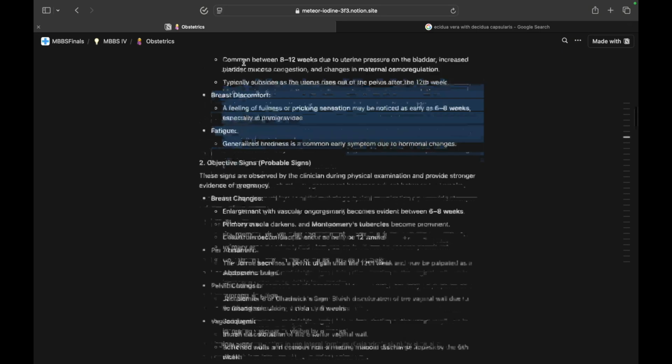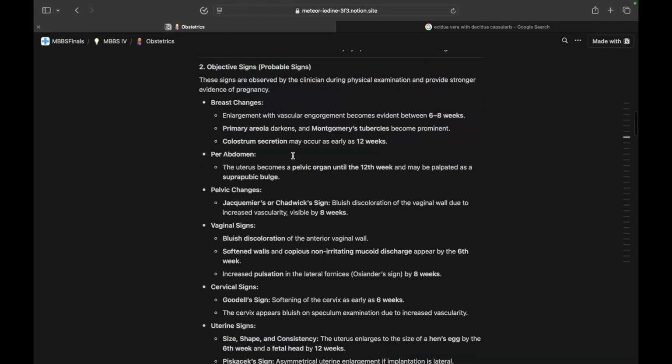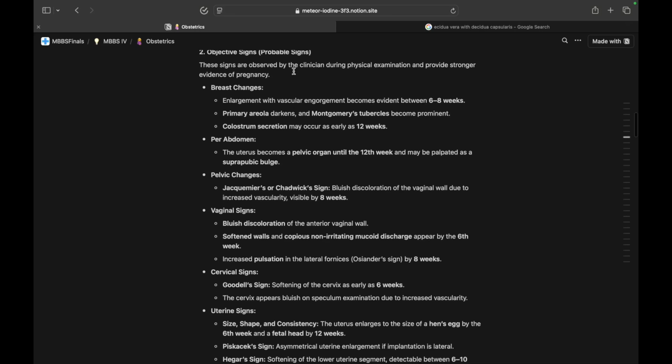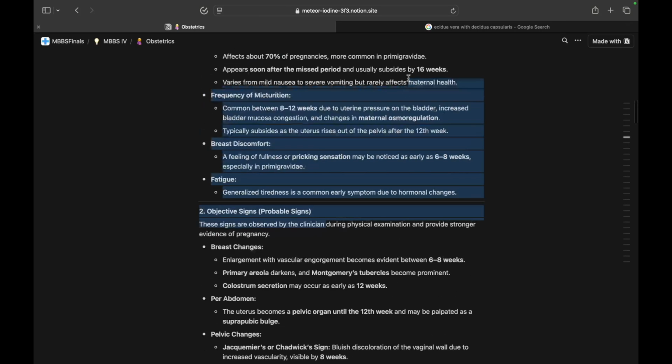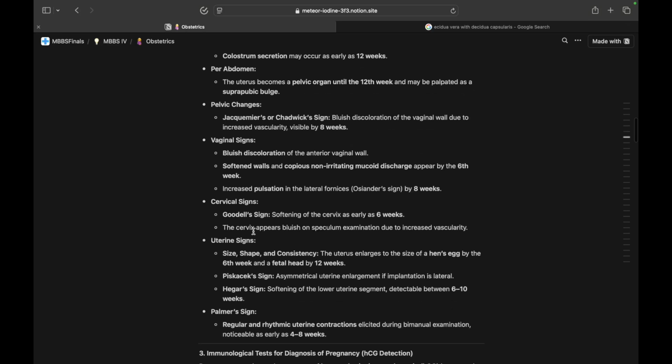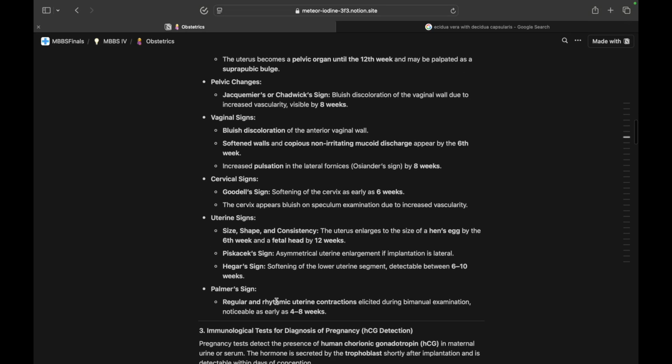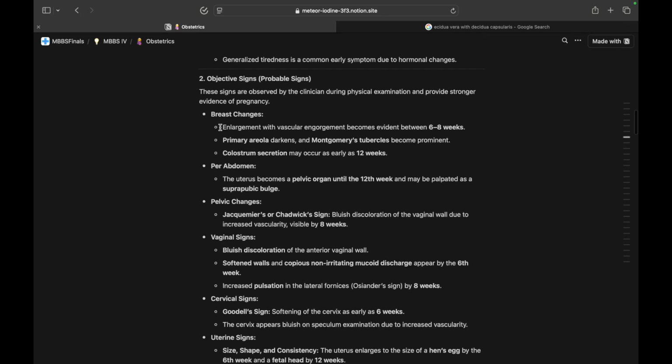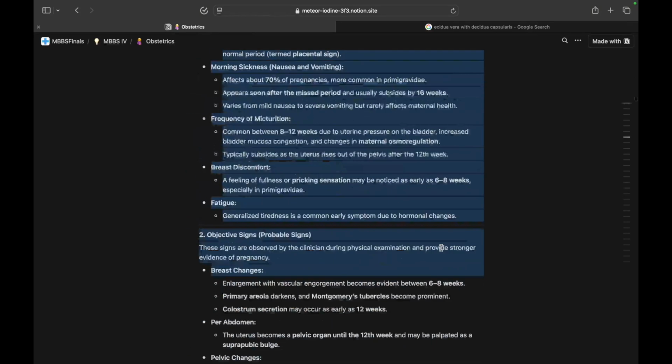Next, coming to signs, objective signs. These are done during physical examination and provide stronger evidence. So breast changes, per abdomen changes, pelvic changes, vaginal changes, cervical changes, uterine changes, and there is a Palmer's sign. Coming to breast changes, enlargement with vascular engorgement, evident.